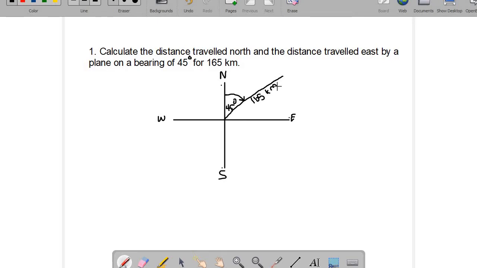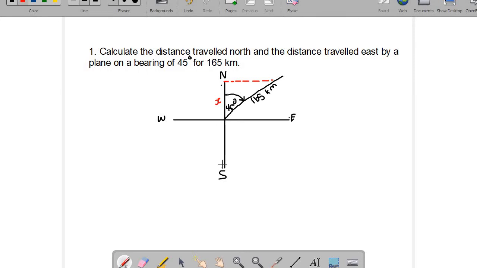Then it's asking you now the distance that is traveled north. That means we need to find the distance that would be traveled on this side. To label the side you want to find, it would be this distance here. I'm going to call it x. And what we're going to do is form a right angle triangle right here. Okay, so we're focusing on this triangle, and we're going to use trig ratios to find the missing side, which I labeled x.